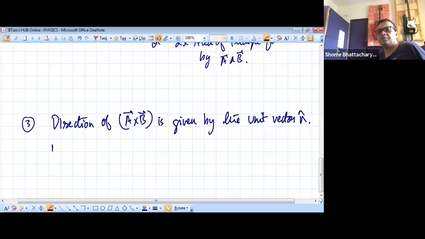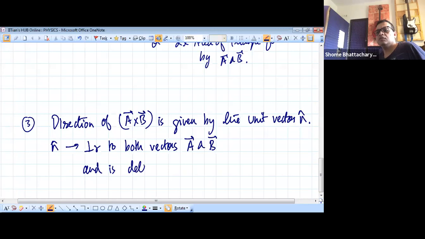Now what is the direction of n cap? n cap is perpendicular to both vectors A and B, okay, and very important, it is determined by the right hand palm rule. So I'll explain what the right hand palm rule is.